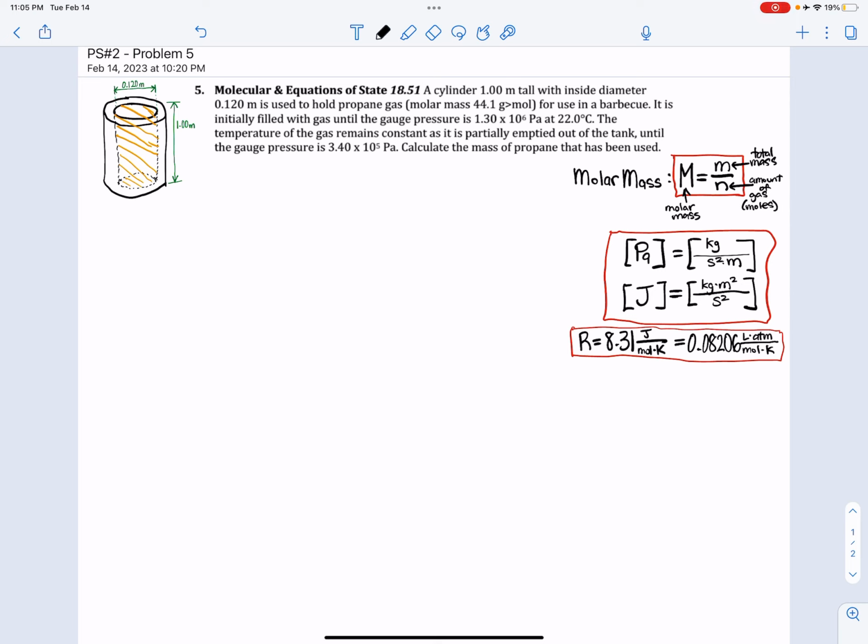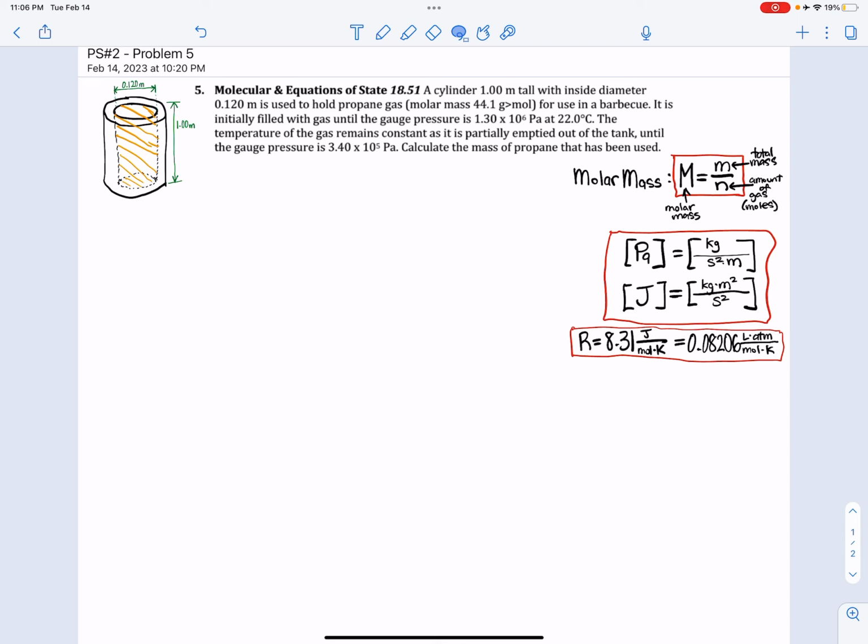degrees Celsius. The temperature of the gas remains constant as it is partially emptied out of the tank, until the gauge pressure is 3.4 times 10 to the 5 pascals. Calculate the mass of propane that has been used. Okay. And over here to the left, I have a picture of what the cylindrical tank would look like with the inside diameter of 0.12 meters and a height of 1 meter.